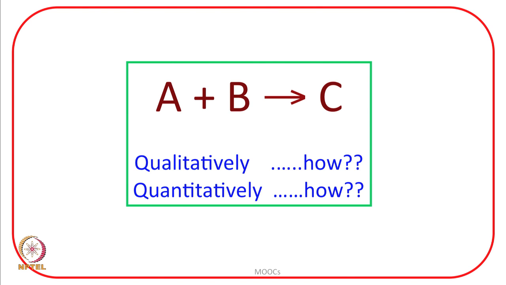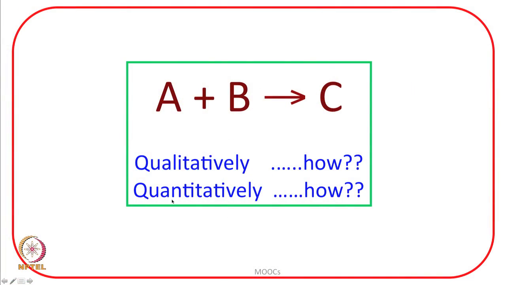the question can be, can we answer qualitatively how this is happening? Qualitatively means, okay, A is mixed with B and it forms C, and qualitatively we establish that there is A, there is B and there is C in the mixture. And when we talk about quantitatively, quantitatively means we must assign the numbers.